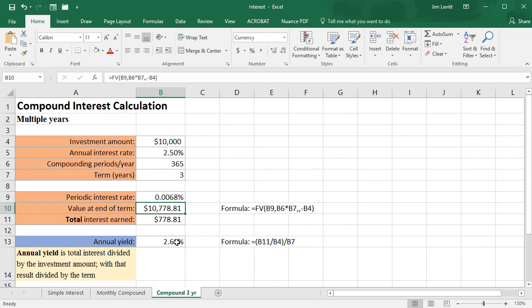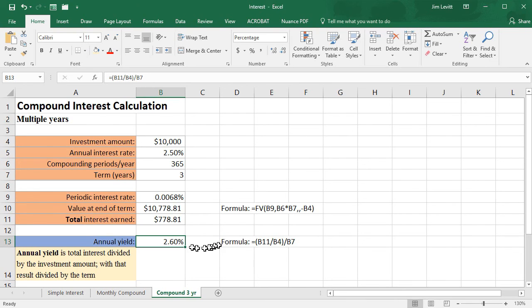And then the annual yield. The annual yield is 2.6%. Now, why doesn't it equal the annual interest rate? Well, it's because at the end of each year, your balance is higher than it would be only at the end of the first year.